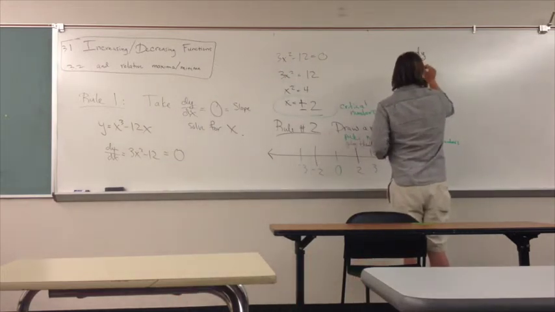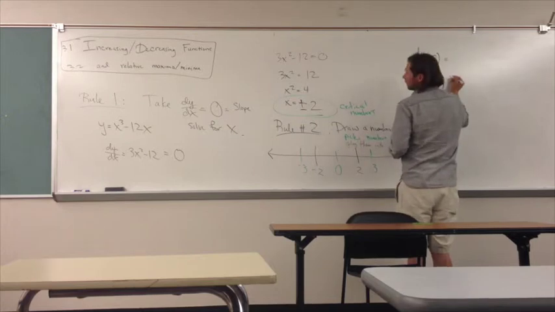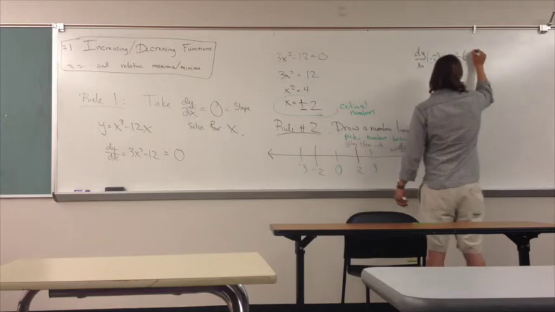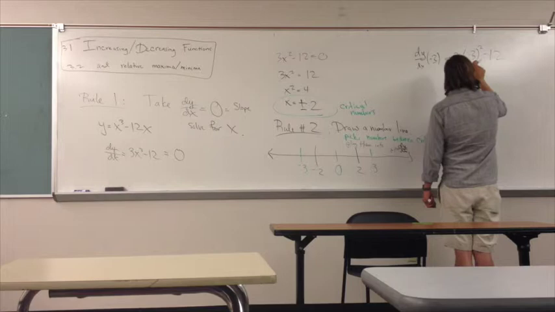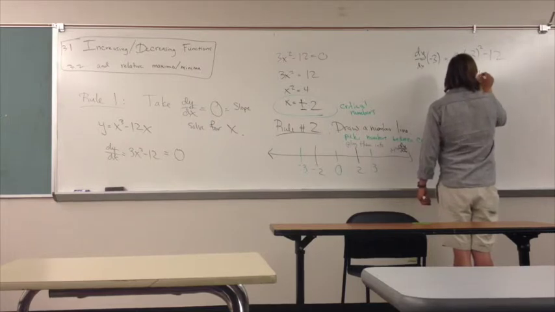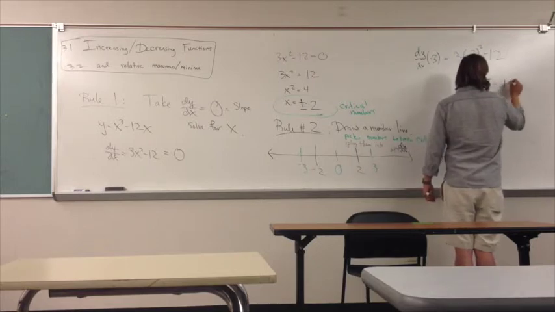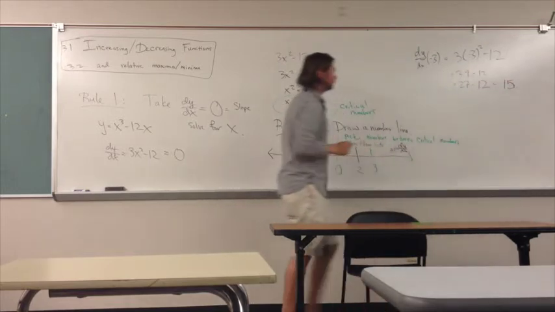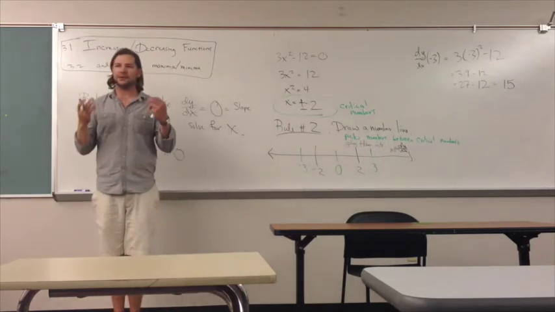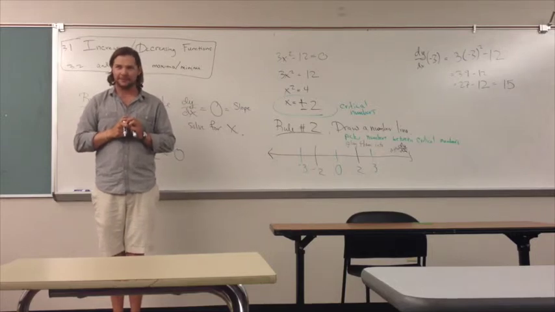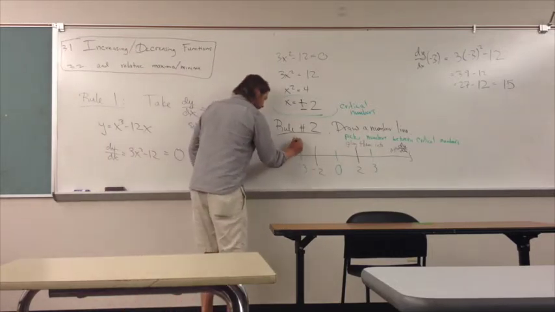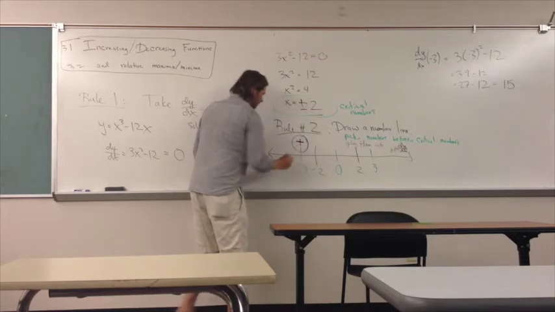dy dx of -3, well, dy dx is 3x squared minus 12. This must be 3 times -3 squared minus 12. -3 squared is 9, so this is 3 times 9 minus 12, which is 27 minus 12, which is 15. Okay, what you need to do is ask yourself, is 15 positive or is it negative? Positive. So over here, write a plus sign and circle it.